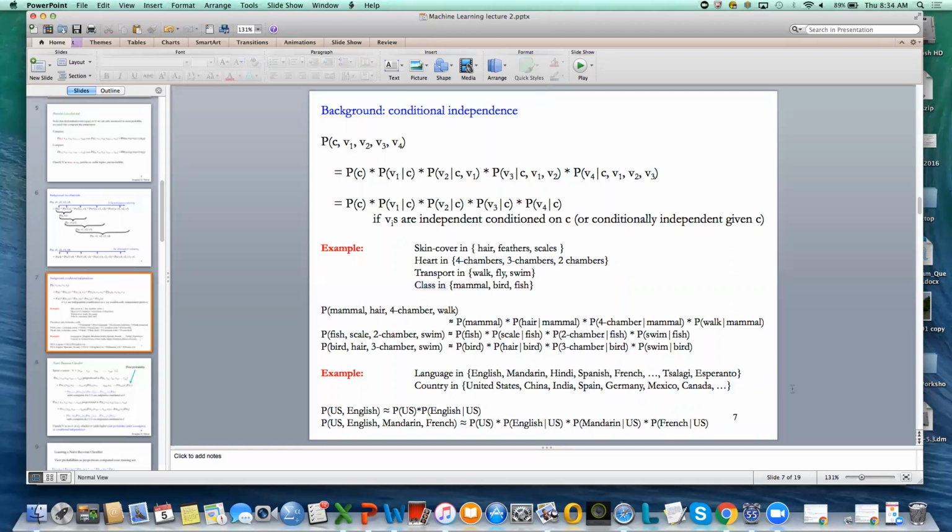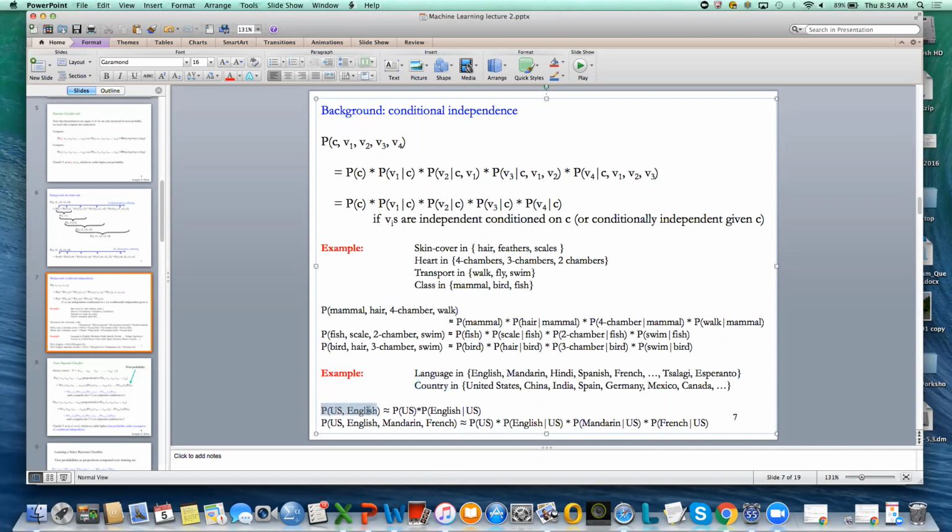Here's another intuitive example of conditional independence. And this is probably less true than the first example. These are languages that are spoken in the world. These are countries of the world. And let's say the class in this case is country. We might look at, it doesn't really matter, but this is what we want to condition on.